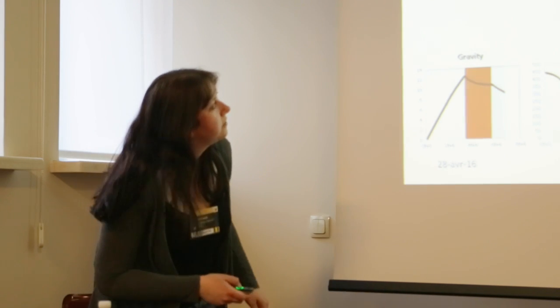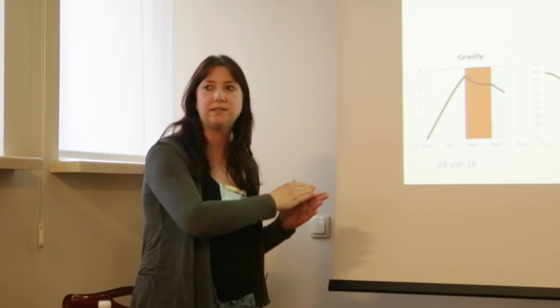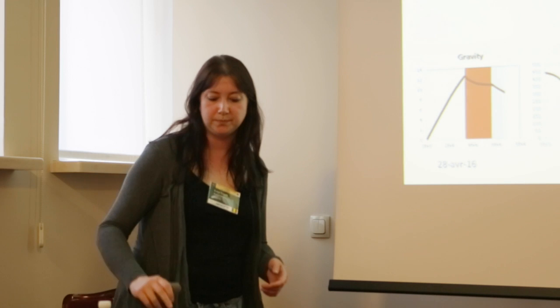To model this, we use an interior structure model that has been developed in the past years for terrestrial planets and water-rich planets, where we account for the possibility of a water high-pressure ice layer and possibly melting of the high-pressure ice layer at the bottom. The temperature profile from the surface to the interior is calculated completely self-consistently over time.